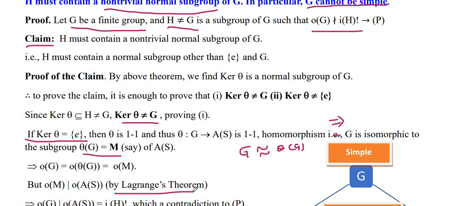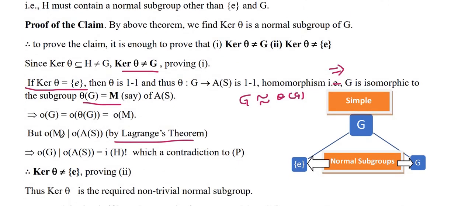Now by Lagrange's theorem, M being a subgroup of A of S, the order of the subgroup should divide the order of A of S. So this in turn implies that order of M, being order of G, divides order of A of S. But what is order of A of S? It is nothing but I(H) factorial. Why is order of A of S equal to I(H) factorial?